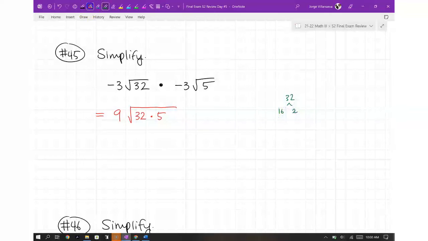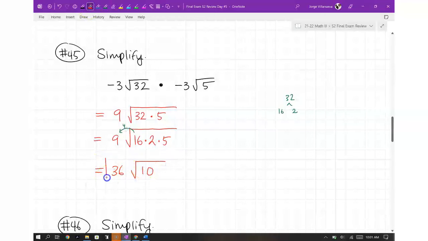Yeah, that's perfect. So look, 9 square root of 16 times 2 times 5. Notice 2 and 5 do not have square roots, but 16 has a square root of 4. That means I get to take a 4 out. 9 times 4 is 36. And inside, 2 times 5 is 10.